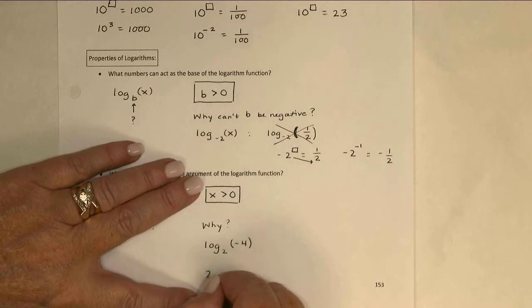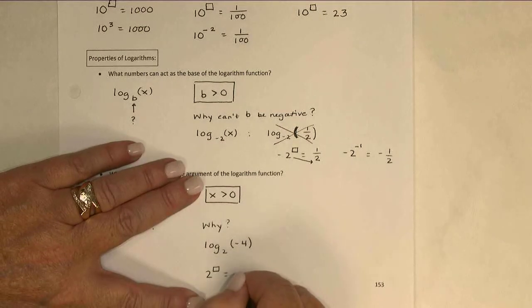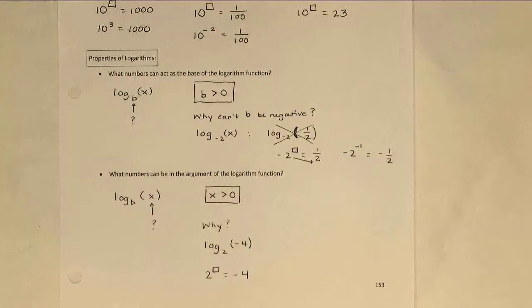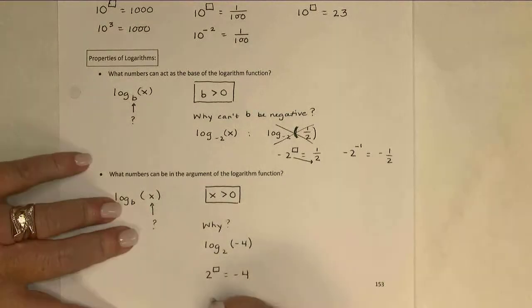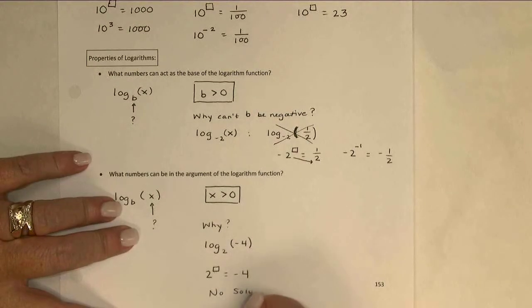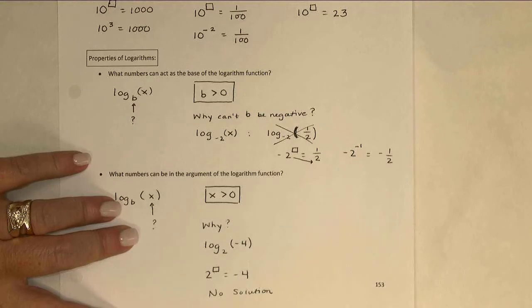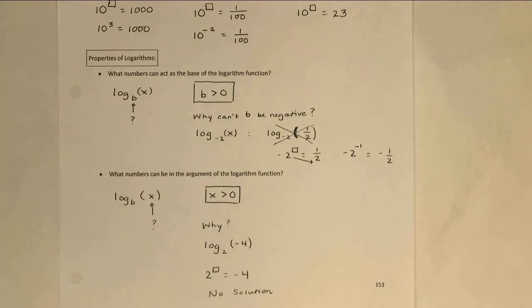Well, we would be saying 2 to what power gives me negative 4. That certainly isn't any positive exponent that will work. And if I were to put a negative exponent in there, it wouldn't make the 4 negative, it would put it in the denominator. So there's no solution to this. It's actually not possible to find the log base 2 of negative 4, or any other negative number for that matter.